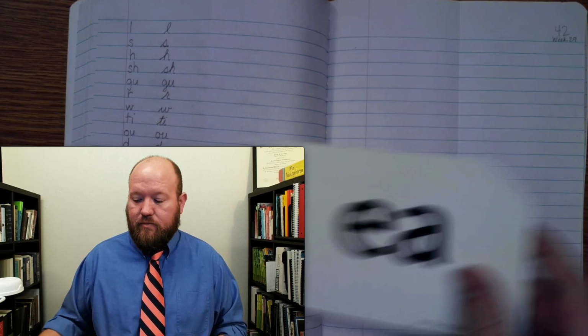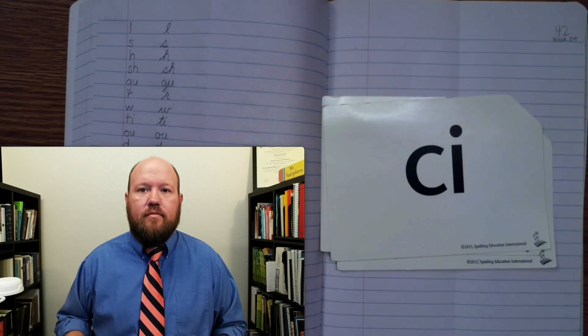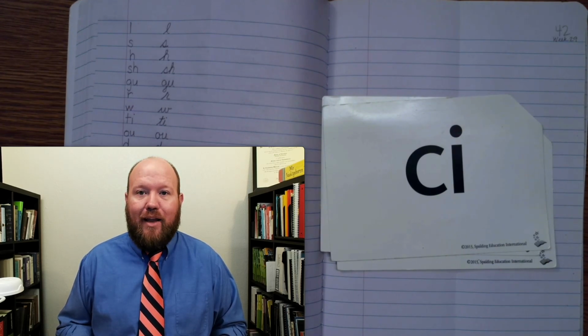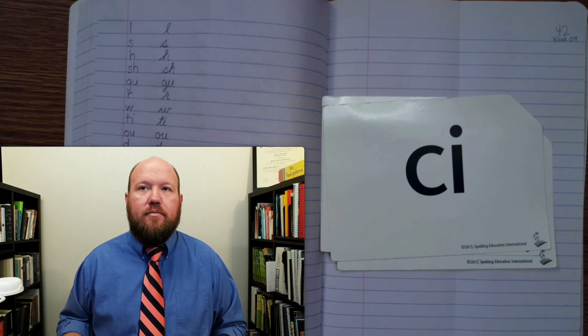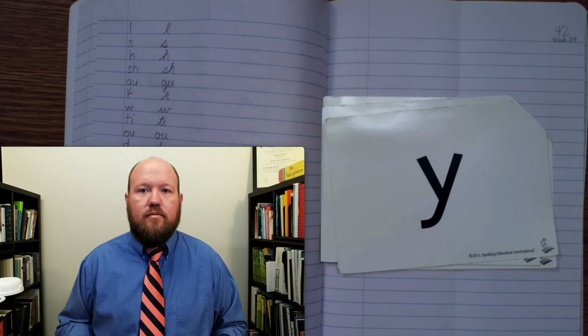First one. E, E, A. B. Sh, short. When may I use this? When it replaces a C in the base word, or it's its own syllable saying sh. J. Y, I, I.